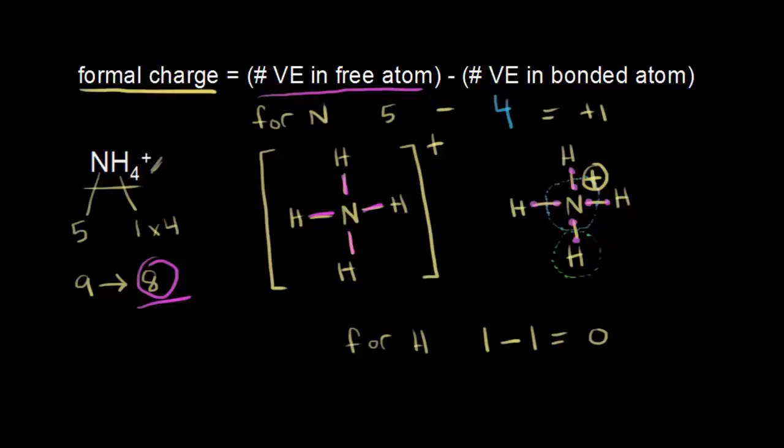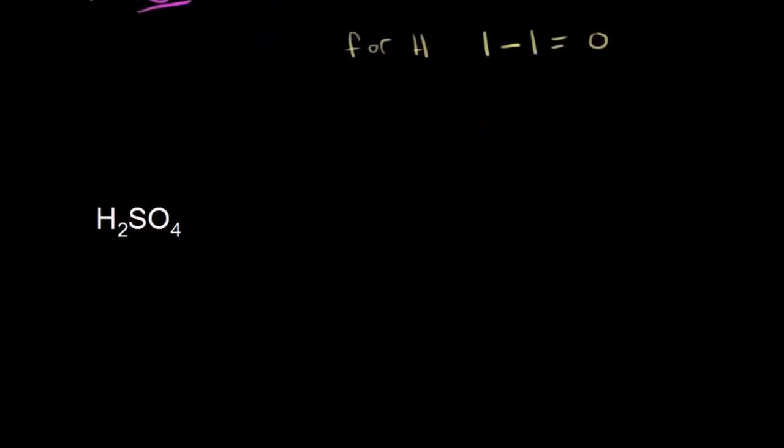Let's see how that applies to actually affecting our final dot structure, and an example of that would be something like sulfuric acid here. So the first step, of course, is to calculate the total number of valence electrons we need to worry about in our dot structure. So once again, each hydrogen is 1, and I have 2 of them. Sulfur is in group 6 on the periodic table, so therefore it has 6 valence electrons.